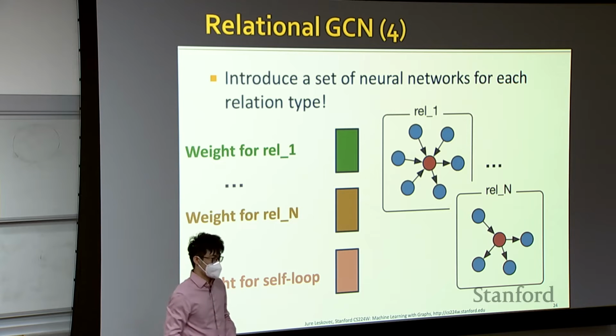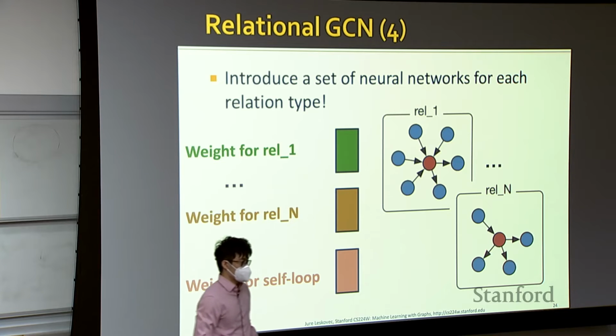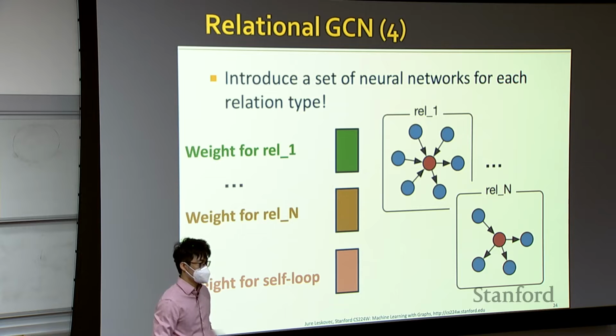Question? So this kind of approach would make a lot of sense if we're sure that all of the different labels for the edges are truly independent, right? Because we're basically saying each one of them is its own graph.